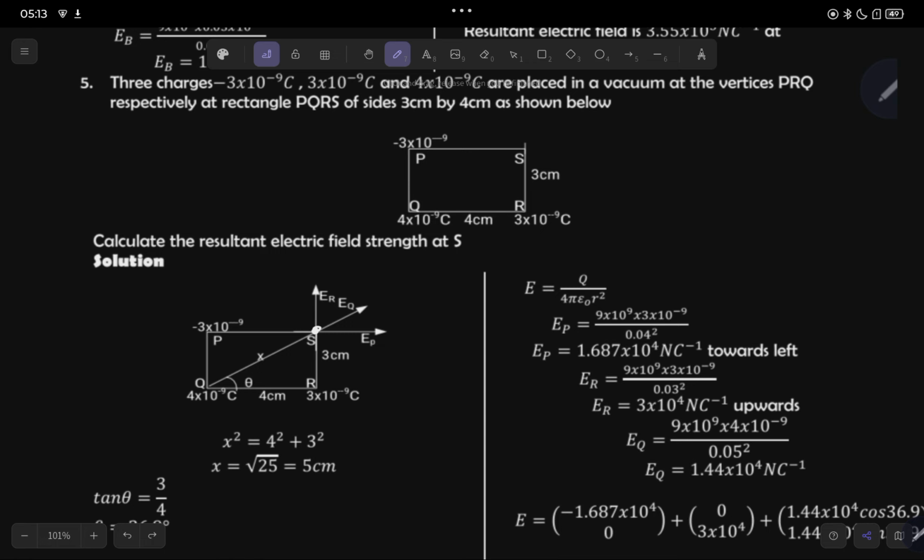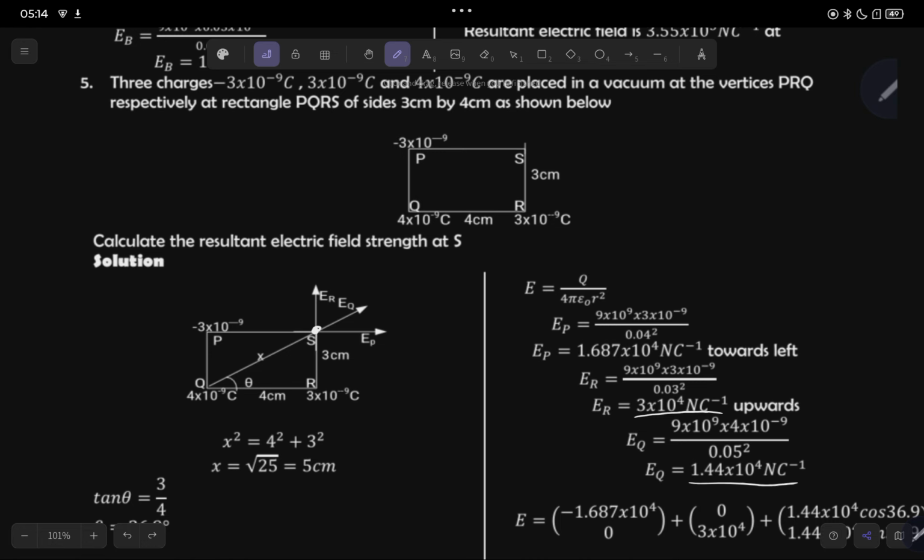The one at R is positive, so it will repel it off. So you see ER is pointing upwards. It is worked out as 1.44 times 10 power 4 Newton per coulomb. I know now you're familiar with that conversion. ER is 3.3 times 10 power 4 Newton per coulomb and is facing upwards.